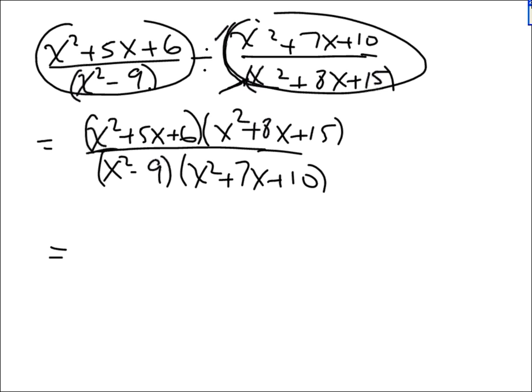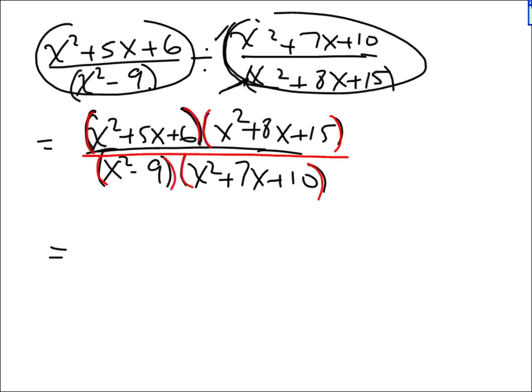Now we factor each of the factors. How do you factor? Factors are things that are being multiplied. It's the stuff in this bracket times the stuff in this bracket divided by this stuff times this stuff. The things that are being multiplied, those are the factors.